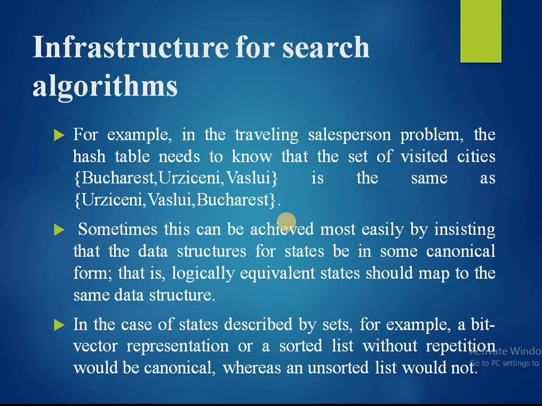Sometimes this can be achieved most easily by insisting that the data structures for states be in some canonical form, that is, logically equivalent states should map to the same data structure. In the case of states described by sets, for example, a bit vector representation or a sorted list without repetition would be canonical, whereas an unsorted list would not.